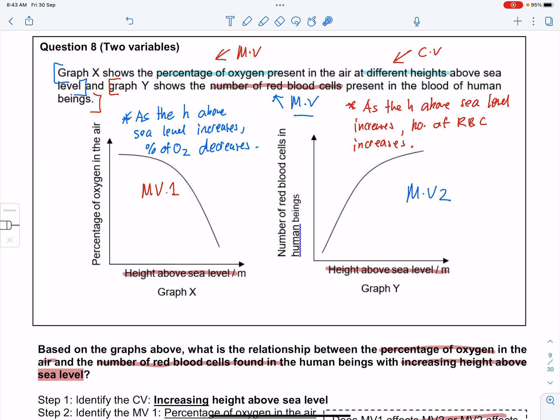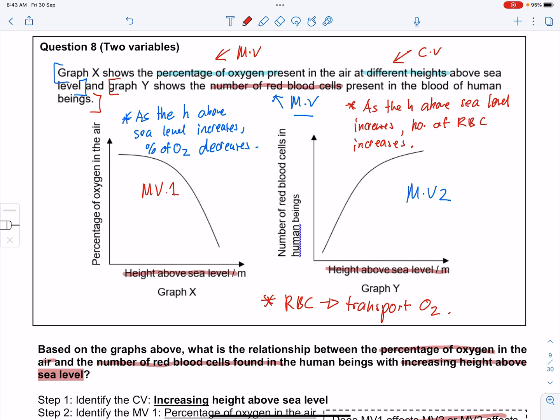So you need to use your theory for your understanding. What is the function of red blood cells? So the function of red blood cells is to transport oxygen around the body to all the cells, right? And why do you need to transport oxygen? It's for respiration to happen. So if I don't transport enough oxygen, respiration cannot take place and this person will eventually die.